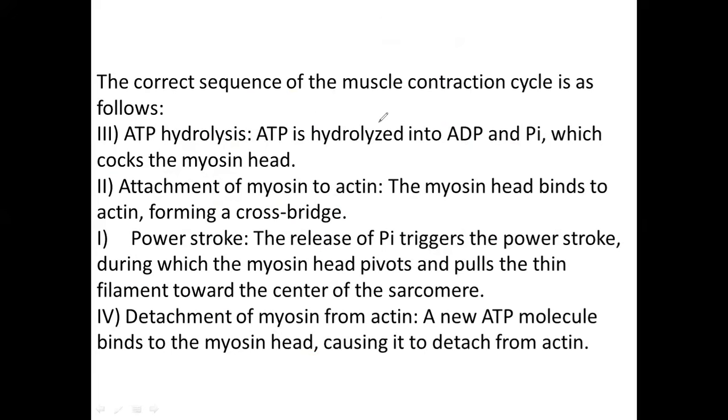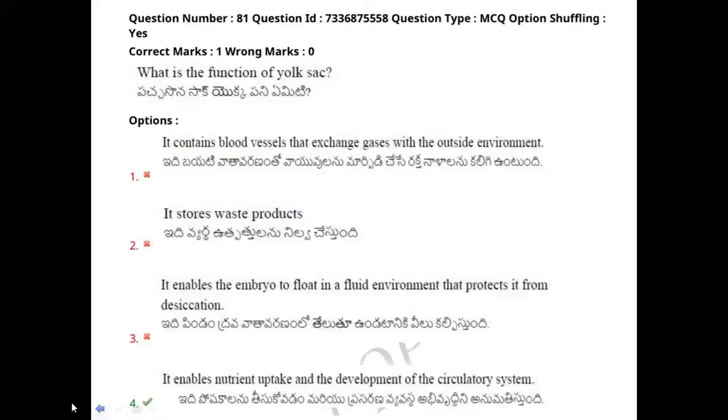ATP is hydrolyzed to ADP and phosphate, which stays on the myosin head. Now the myosin head binds with the actin, forming the cross bridge. Release of inorganic phosphate triggers the power stroke, during which the myosin head pivots and pulls the thin filaments towards the center of the sarcomere. After that, a new ATP molecule binds to the myosin head, causing detachment, and actin and myosin separate. So this is the mechanism of muscle contraction.